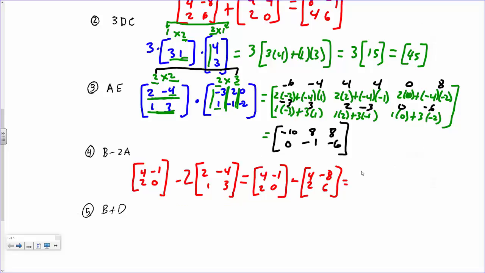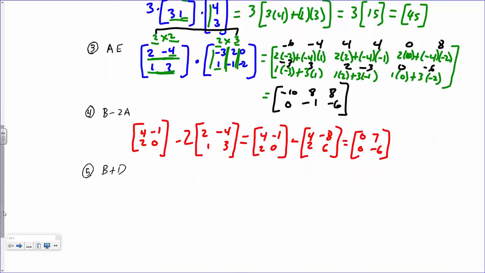So 4 minus 4 is 0. -1 minus -8 is -1 plus 8, which is 7. 2 minus 2, which is 0. And 0 minus 6, which is -6. And that is your final answer for number 4.